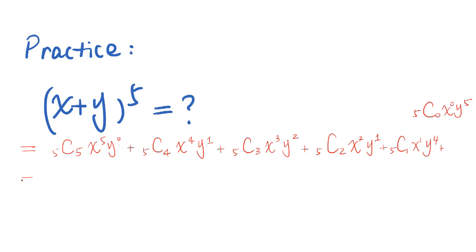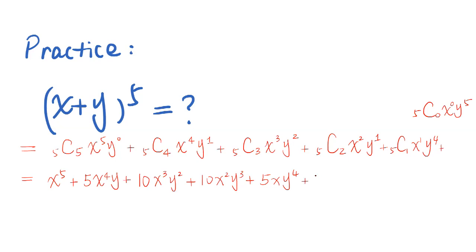Okay, so we need to simplify. The first term is x^5. The second term is 5x^4 y. The next term is 10 x^3 y^2. Next term is also 10 x^2 y^3. Next term is 5x y^4. And the last term is y^5. Right? Any questions?